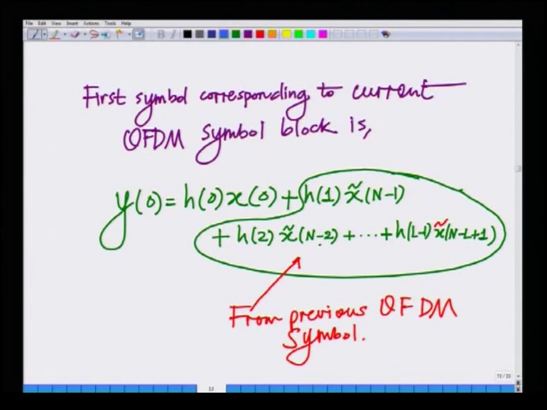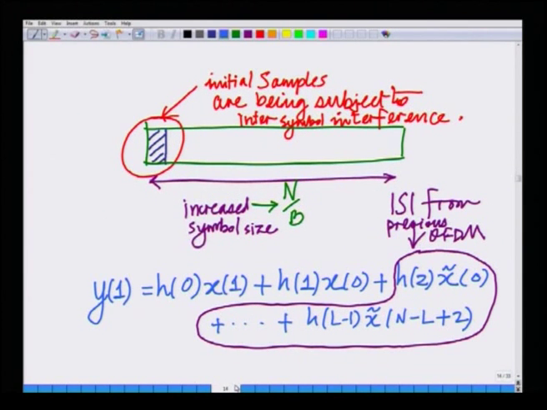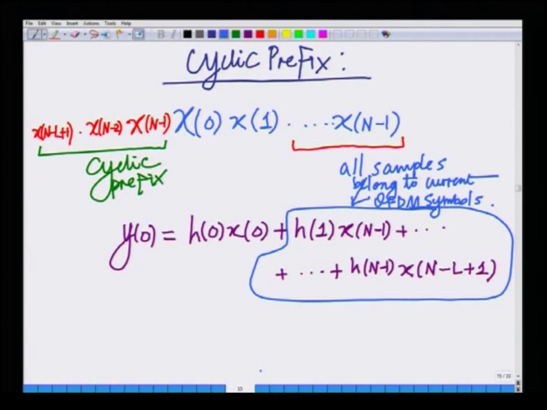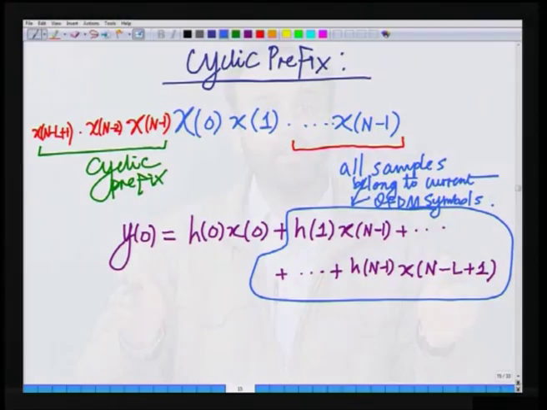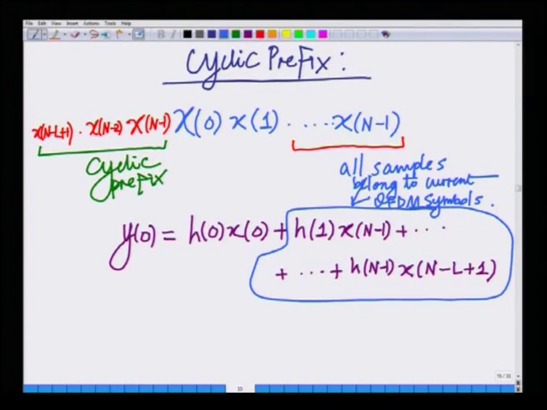So, to avoid this problem, we said that we are going to use what is known as a cyclic prefix. What we are going to do is take a set of samples, that is the trailing set of samples from the OFDM symbol. Now, the OFDM symbol consists, remember, of N samples, 0 to N minus 1. We take the trailing set of samples and prefix them in front of the OFDM symbol. This is known as the addition of a cyclic prefix.